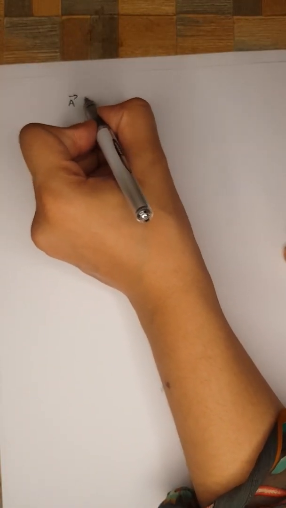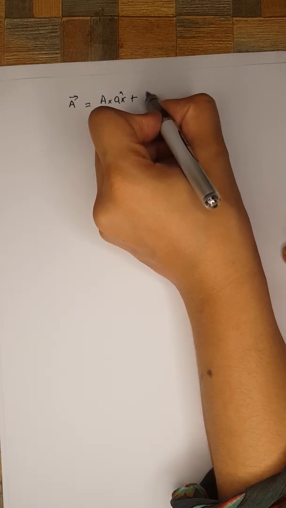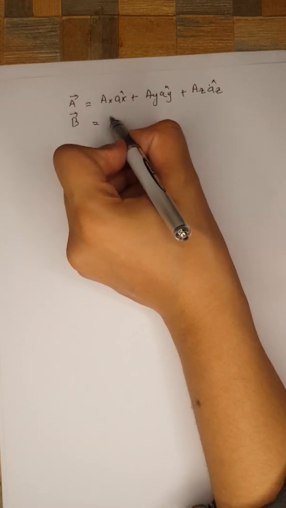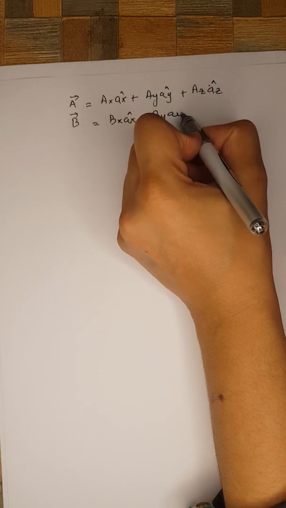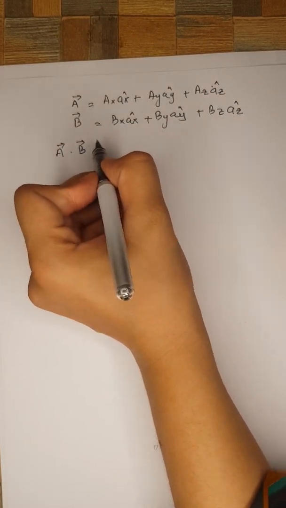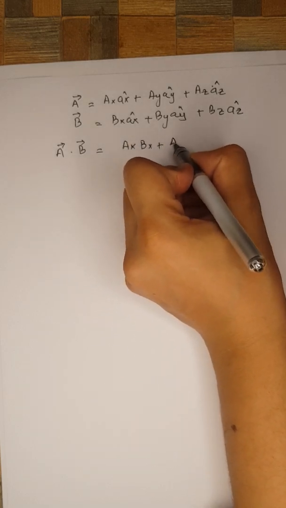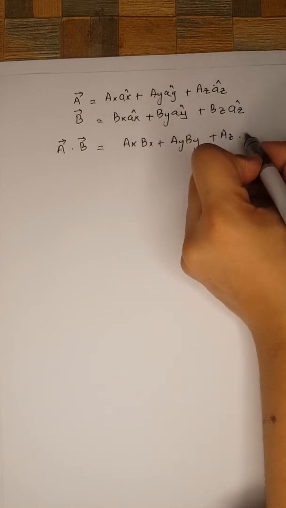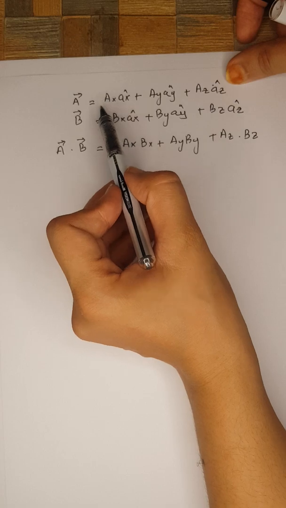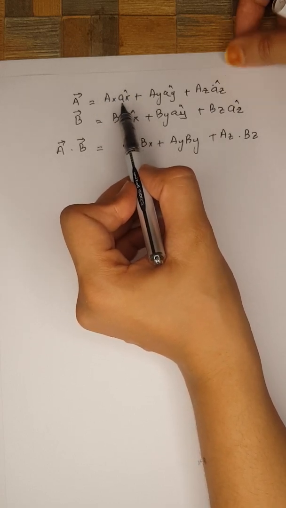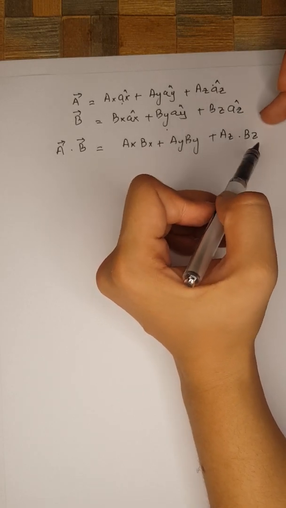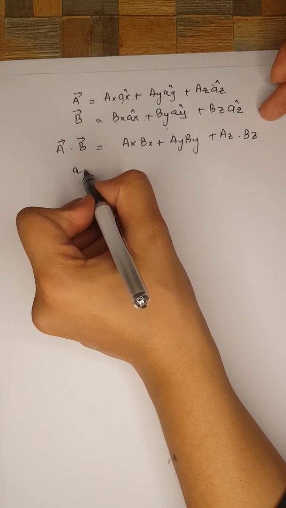Now let's assume that vector a is equal to ax x-hat plus ay y-hat plus az z-hat, and similarly vector b is equal to bx x-hat plus by y-hat plus bz z-hat. Then the dot product of the two vectors is mathematically written as ax bx plus ay by plus az bz. Now why does this happen? Because you can clearly see we have multiplied the corresponding components that have the same unit vectors. The components along the x-axis are multiplied, then the components along the y-axis, and finally the components along the z-axis, and all the other vector multiplications are ignored.